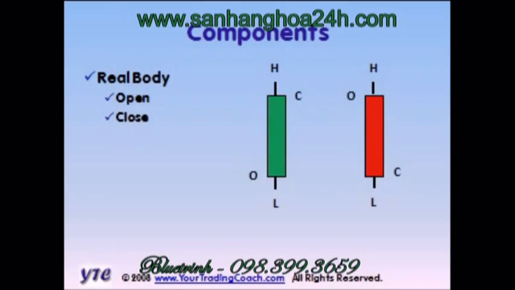First we look at the real body. The real body is the coloured portion of the candle between the open and close. So for example, in the green candle, the price opened here at the lower edge of the real body and closed at the top of the body. In the red candle, the price opened here at the top of the body and closed down here at the bottom of the real body.